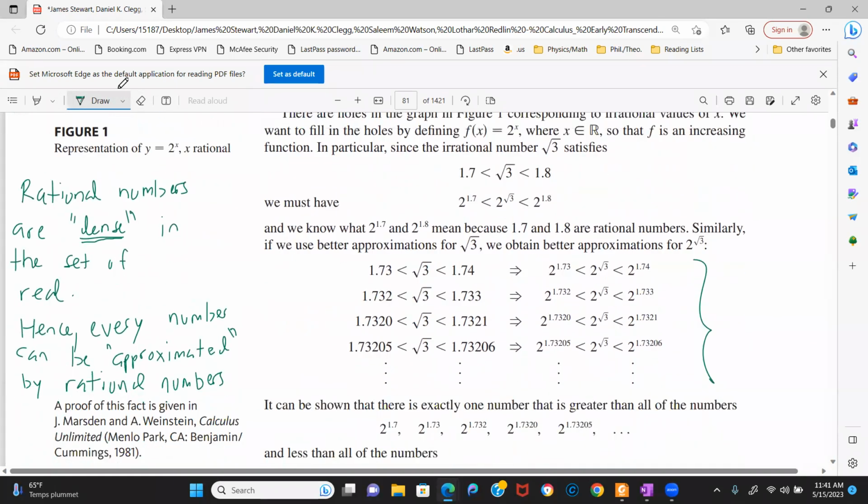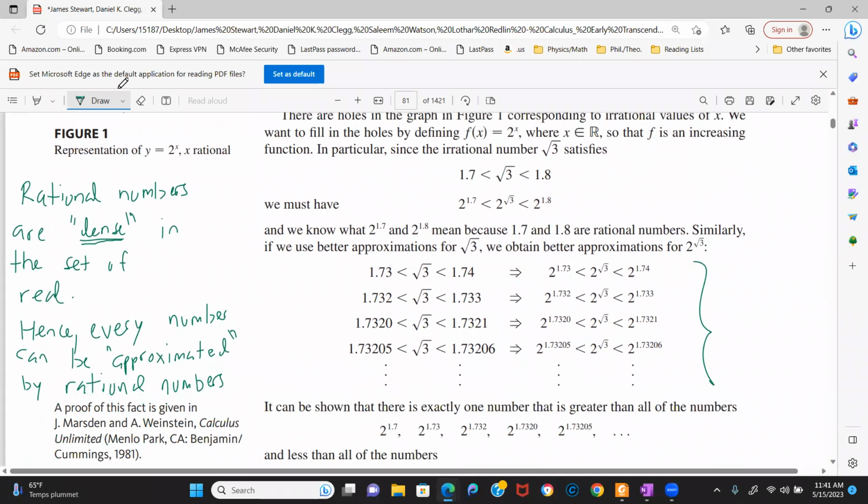And this is actually exactly what your calculator does. If you type in square root of 3 to your calculator, you're going to get some decimal. I can even pull it up actually. Let's see.